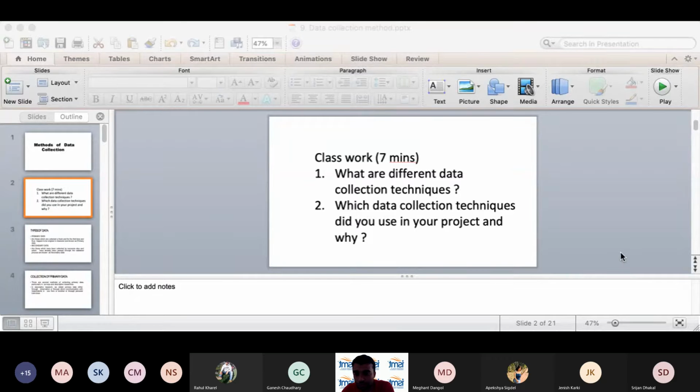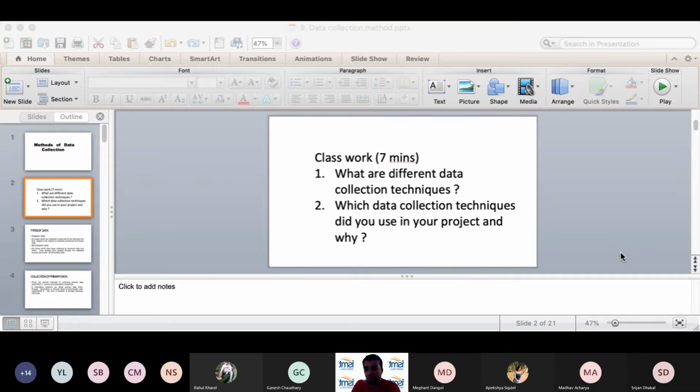Data collection techniques include interview, observation, questionnaire, document review, and focus group mainly. These are enough. We basically use observation, interview, and questionnaire, and sometimes document review also. If you are doing a comparative study, then you might need secondary data, the secondary data that has already been published. So for that, it is necessary.